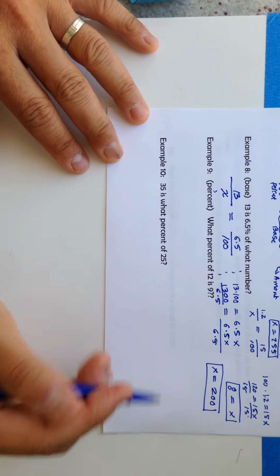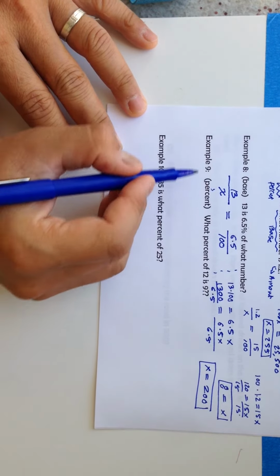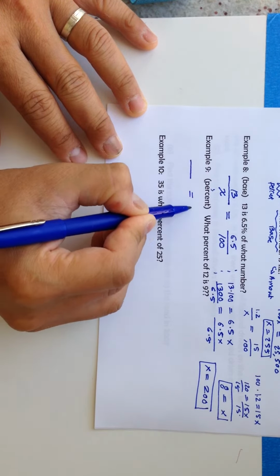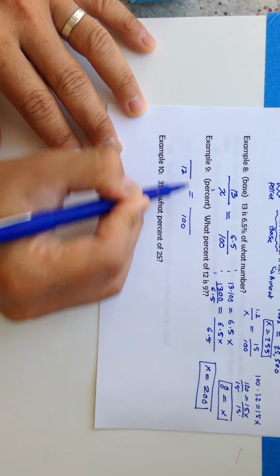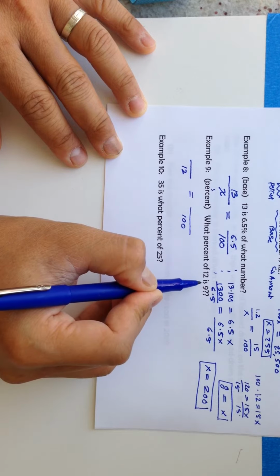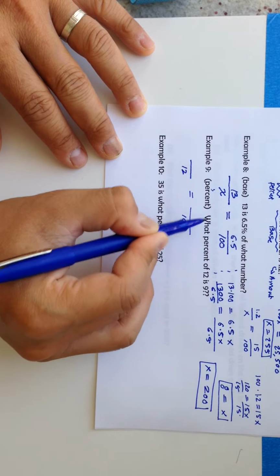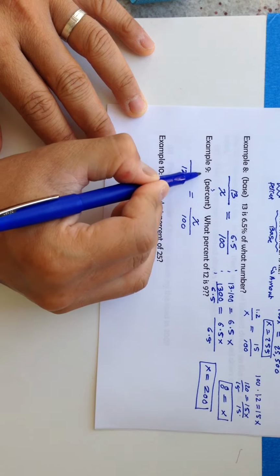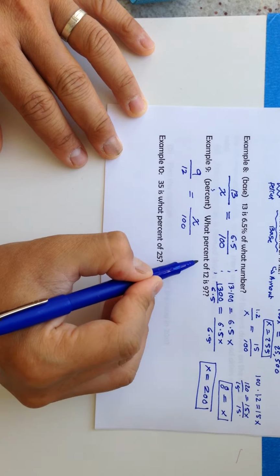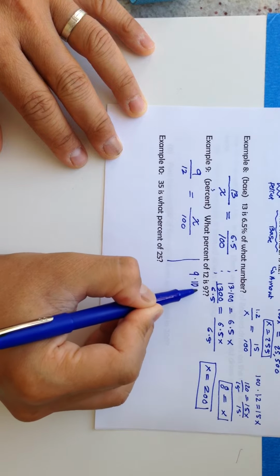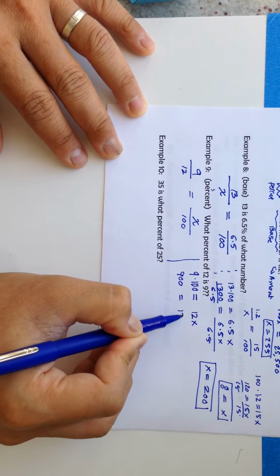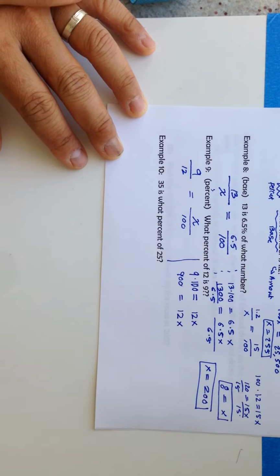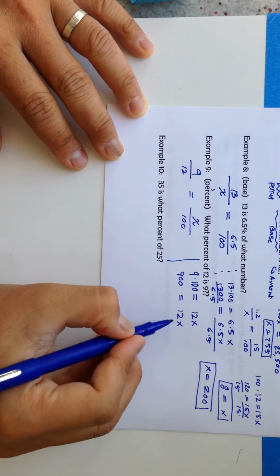What percent of 12 is 9? It's always going to be over 100. What percent of 12, because 12 comes after the word of. We're looking for the percent, and 9 goes here. Cross multiply: 9 times 100 equals 12 times x. 9 times 100 is 900, equals 12x. We're going to divide both sides by 12. So 900 divided by 12 comes out to be 75.